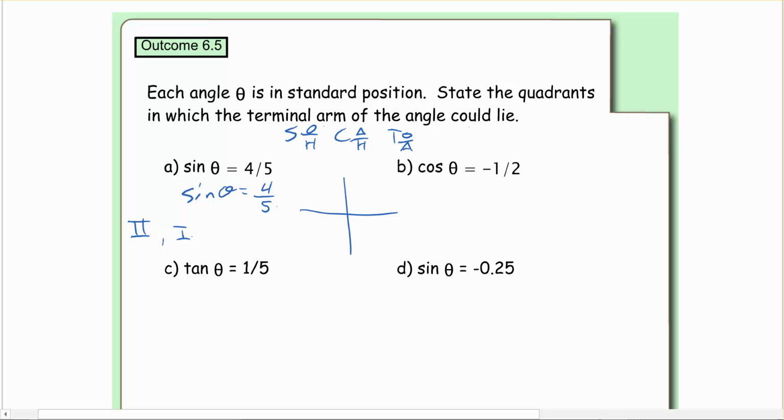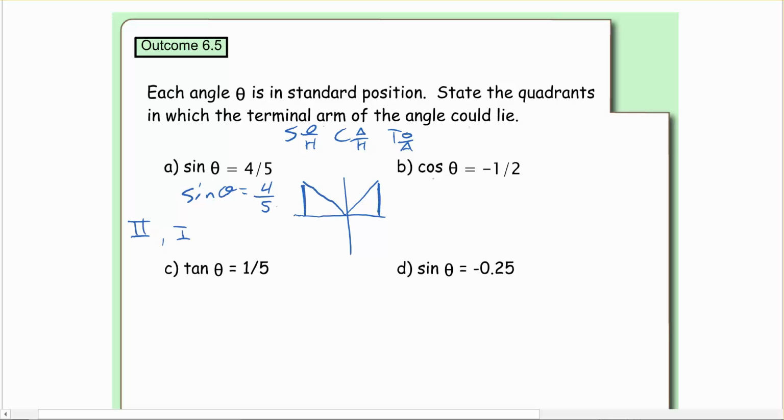The other way of thinking about it is actually thinking about what's happening. So your opposite is going to be positive. If I drew a triangle, that means my opposite side is going to be above the x-axis here, and it would also be above the x-axis here, right? Both those situations. So quadrant 1 and quadrant 2. So that's what's actually happening there. If it was negative, then it would be below the line, right? And it'd be like down here.